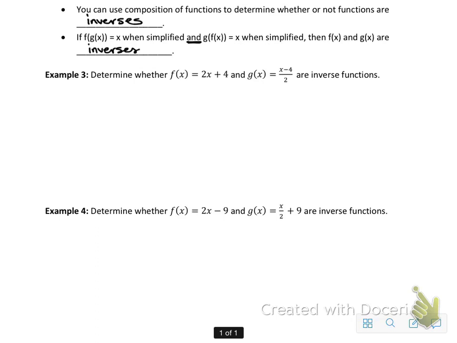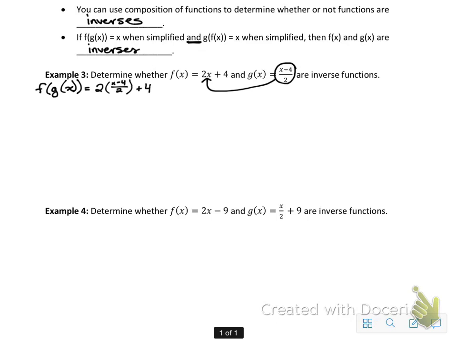It has to equal the same thing no matter what you put, whether you put g of x into f of x or f of x into g of x. So let's look at what this looks like. Determine whether f of x equals 2x plus 4 and g of x equals x minus 4 over 2 are inverse functions. So we need to have f of g of x. Remember, this means that we plug in g of x into f of x. So we have 2 times our g of x, which is x minus 4 over 2, and then we have plus 4.